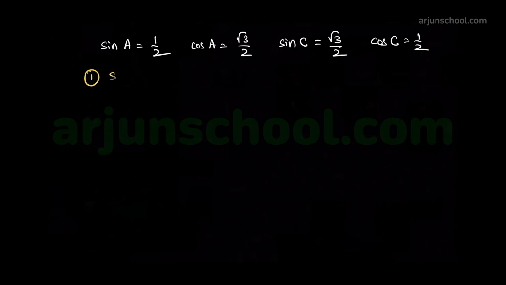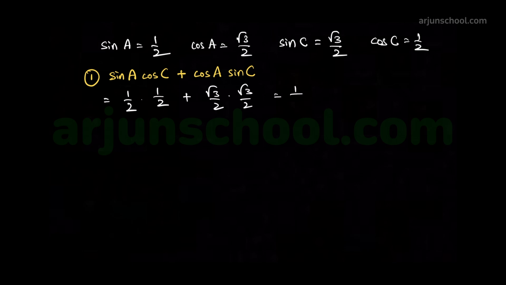The first problem we are given is sin A cos C plus cos A sin C. Sin A is equal to 1 by 2, cos C is 1 by 2, plus cos A is root 3 by 2 and sin C is root 3 by 2. 1 by 2 times 1 by 2 is equal to 1 by 4, plus root 3 by 2 times root 3 by 2 is equal to 3 by 4. 1 by 4 plus 3 by 4 is equal to, LCM is 4, and in the numerator we get 1 plus 3, which is equal to 4 by 4, that is equal to 1. Therefore, sin A cos C plus cos A sin C is equal to 1.